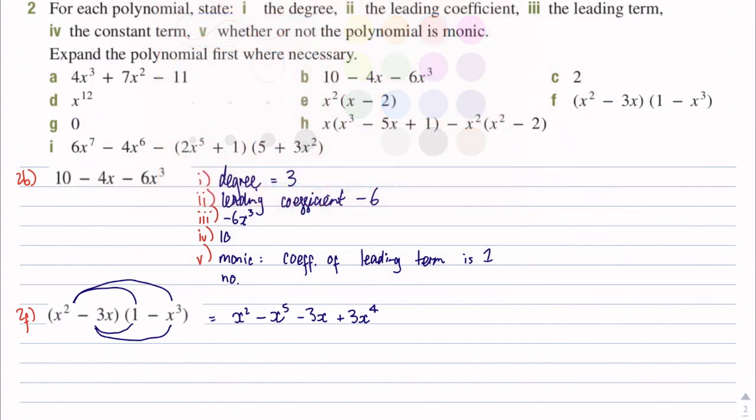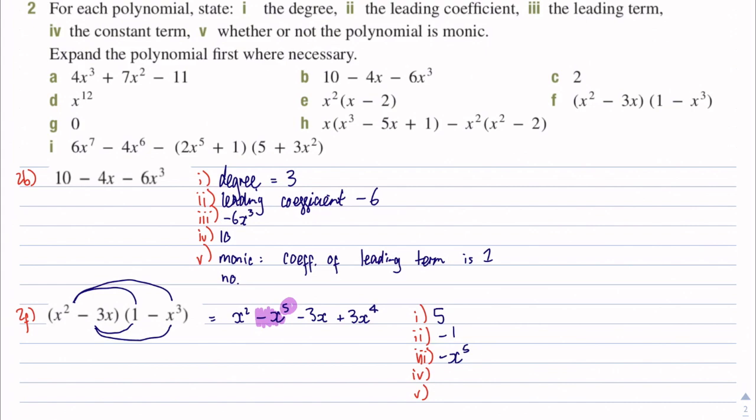Now we can start answering these questions. 1, 2, 3, 4, 5. So, question 1, the degree, the highest power of x. Well, the highest power of x is 5. Number 2, the leading coefficient. Well, the leading coefficient is always with the highest power of x, so that's minus, what do we do when there's no number? 1. The leading term, minus x to the 5.